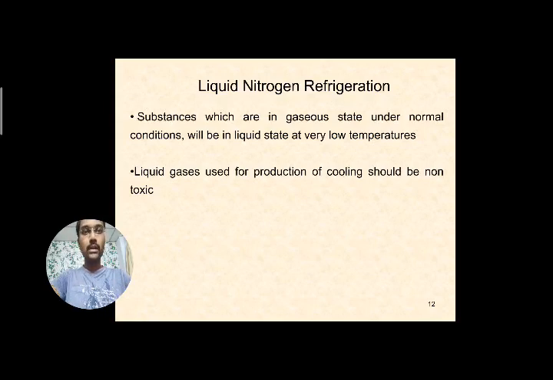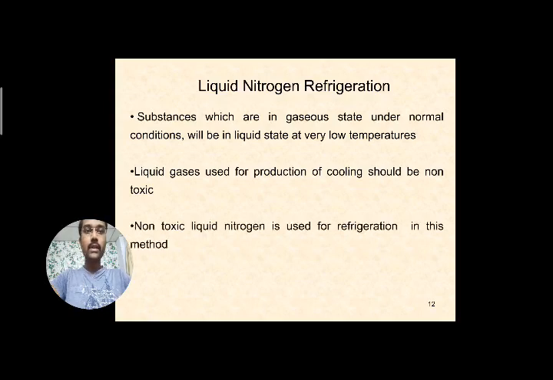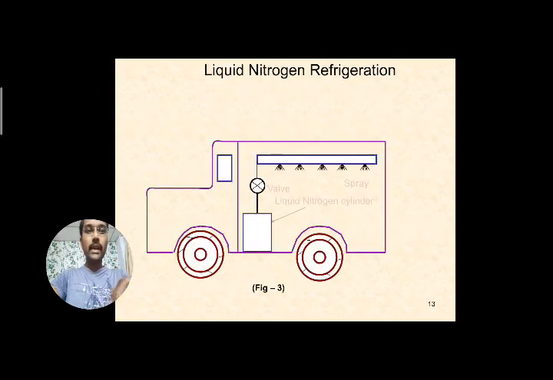We will see what components are used here to get the cooling effect. Here the main source is liquid nitrogen, and the gases we use for the cooling effect must be non-toxic. Here we are using non-toxic liquid nitrogen as a refrigerant. A temperature of minus 10 to minus 20 degrees centigrade can be obtained by using this refrigeration method. Here you can see a simple line diagram along with the animation. I hope you understood. It can be understood very easily.